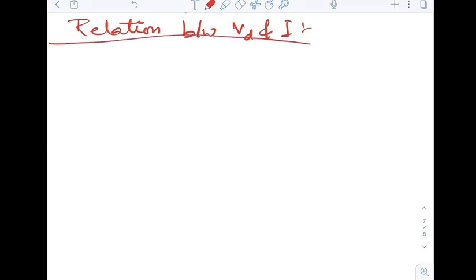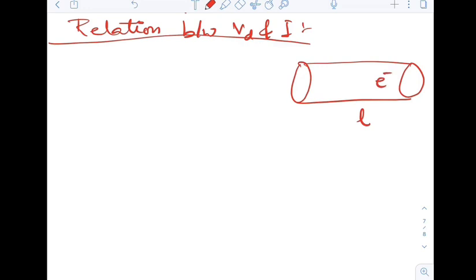So next up we have the relation between drift velocity and current. And to start this, we will begin by considering that we have a conductor of length L having electrons in it, having n electrons per unit volume, and moving with a velocity equal to the drift velocity.